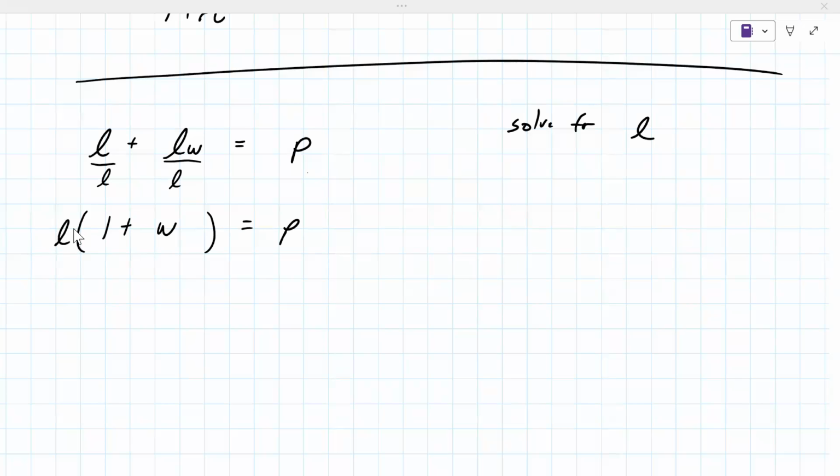Okay, now we want to isolate L. So what is the math operation between L and this parentheses? Multiplication. Right, so how do you undo multiplication? Division. You divide both sides by 1 plus W. Yes. So give me your final answer here for L.